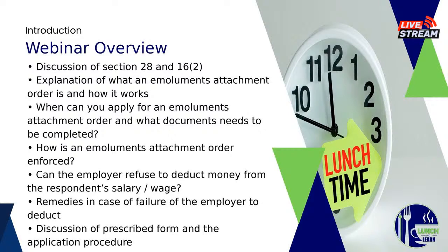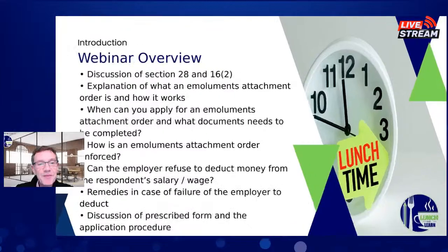And then the burning question of what can one do if the employer fails to comply with the garnish order or the emolument attachment order, and can an employer actually refuse to deduct money from the respondent's salary or wage in order to give effect to the emolument attachment order. And then we'll have a short discussion on the prescribed form and the application procedure of emolument attachment orders.